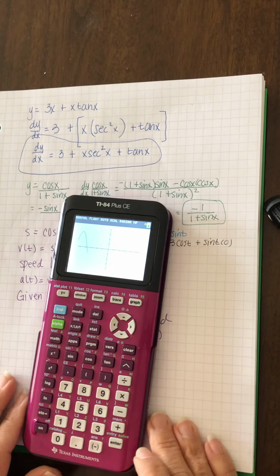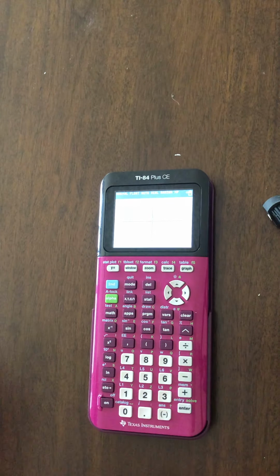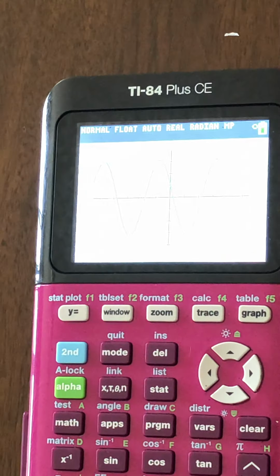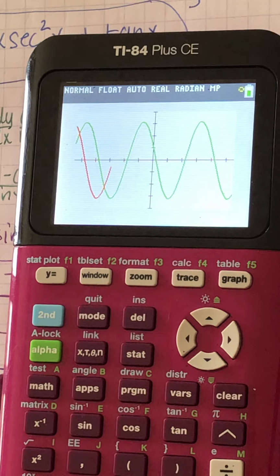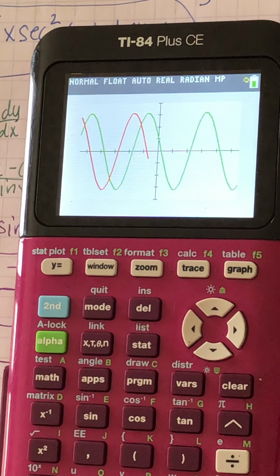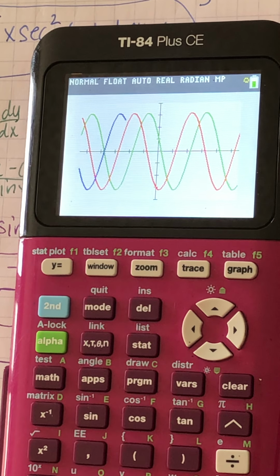Okay, and then you graph all three, and that is super hard to see. Sorry, I'm messing around with it. Okay, that's better. So the first curve is position. The second curve in my graph is red. That's velocity, which is the slope of the tangents, and then acceleration. It looks very pretty. So that's what the three look like.